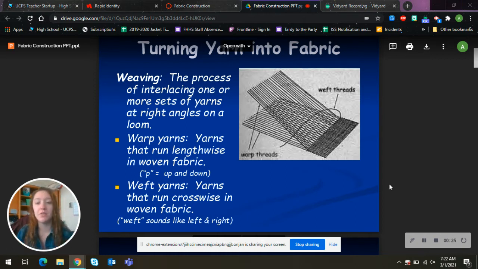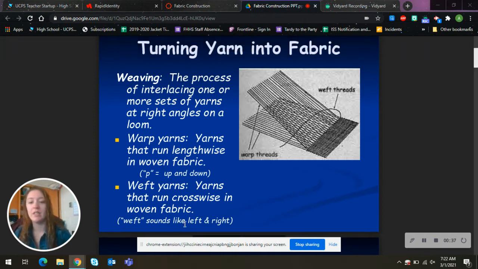There are two different types of yarns. Your warp yarns go lengthwise. They go up and down. And then your weft yarns, which sounds like left, go left to right. Okay, so warp, it has a P in it, so they go up and down. Weft yarns, it sounds like left, so left to right.